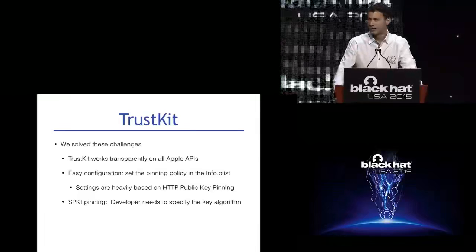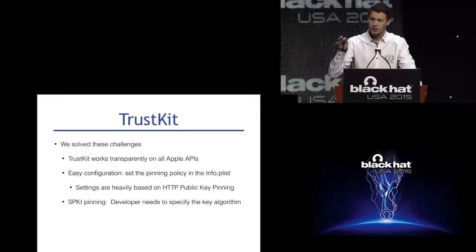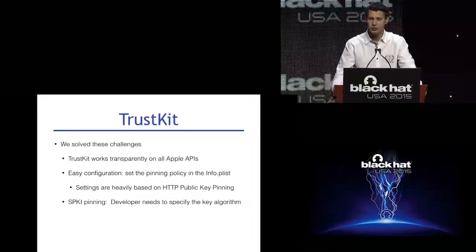And then we have SPKI pinning. As Angela said, there's no way to pass a certificate on iOS and get the SPKI, so we just have to ask the developer what the key algorithm is. There's no way around that, unless you want to write your own ASN.1 parser or something. So that was the best solution.